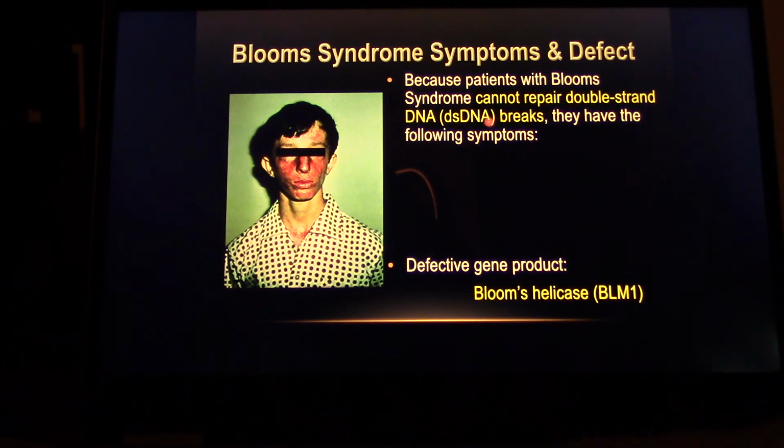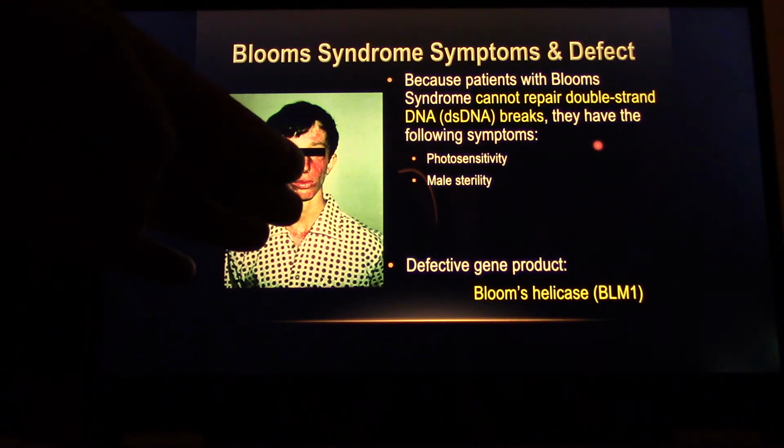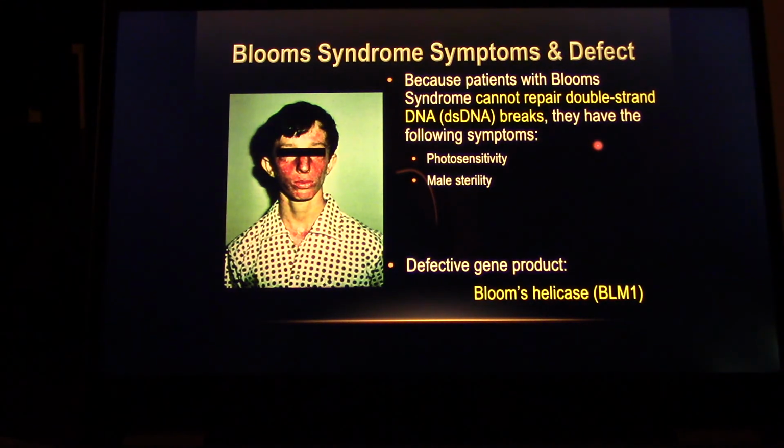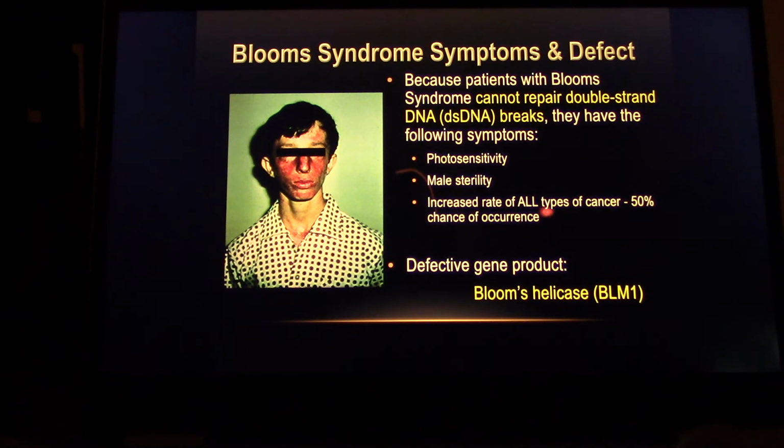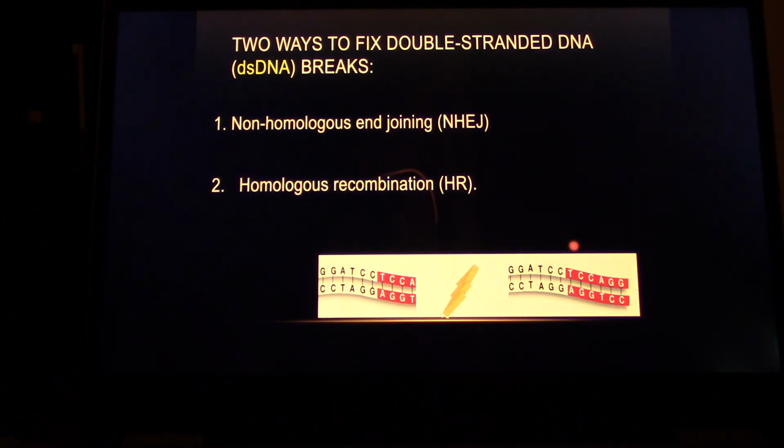Because patients with Bloom syndrome cannot repair double-stranded DNA or dsDNA breaks, they have the following symptoms: photosensitivity, male sterility, because every time you try to do meiosis, you've got that crossing over happening during prophase. Well, he can't uncross the crossover, so sterility. Increased rate of all types of cancer, 50% chance of occurrence. Mean life expectancy is just 24 years old. That's how much we have to repair mutations on a daily basis.